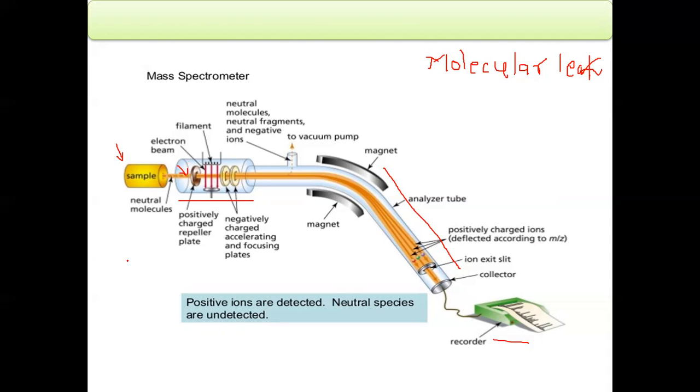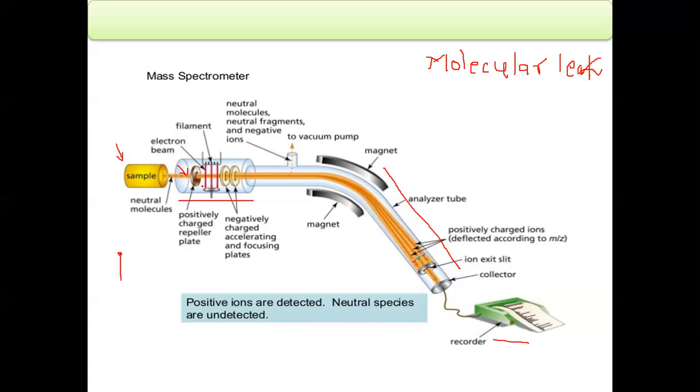Non-volatile samples also can be introduced by using a probe. A small syringe-like probe is there, and at the tip of the probe, a sample can be placed, and that probe can be heated to convert the sample into gas. If the probe is used, then the sample is introduced directly into the ionization chamber. As the probe is heated, it will convert the sample into gas. The sample is introduced into the ionization chamber, which has different components.